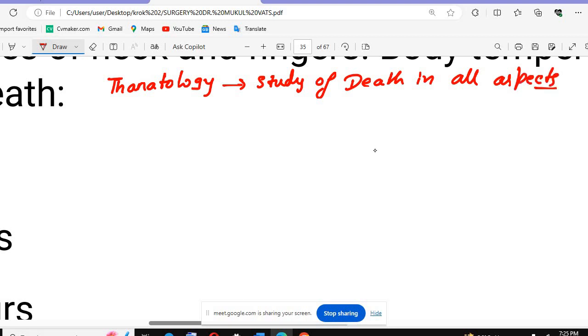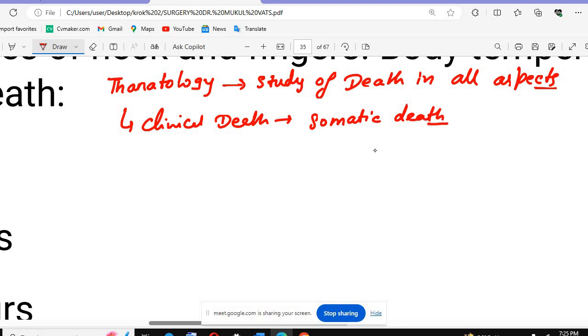Now we have more terms. The one we already discussed is clinical death. We also call this condition somatic death. Then we have molecular death, where the cells or tissues are completely dead. We call this condition molecular death. And we also discussed biological death as well.